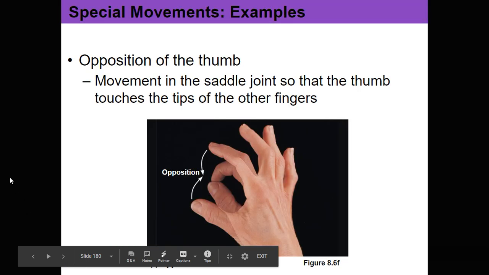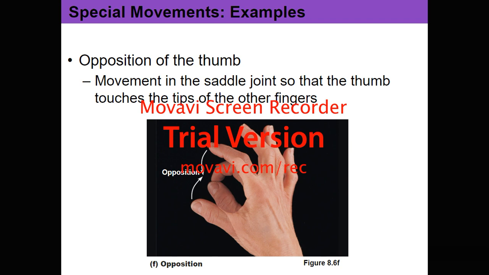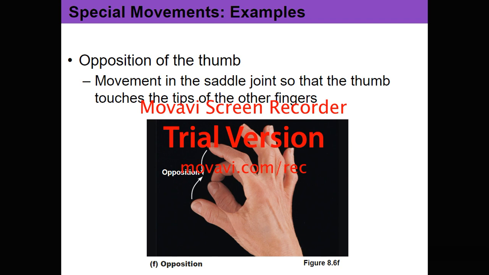So opposition. The saddle joint between the metacarpal and the trapezium allows a movement called opposition of the thumb. Essentially this movement is taken when you touch your thumb to the tips of your other fingers on the same hand. It is opposition that makes the human hand such a fine tool for grasping and manipulating objects. Being able to do these opposition movements makes our hands very good for grasping and manipulating objects.